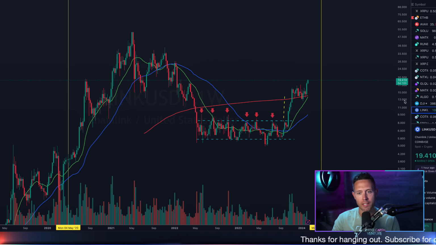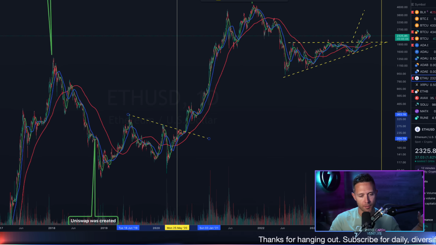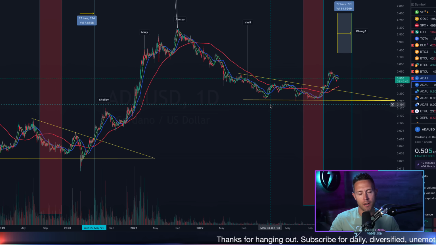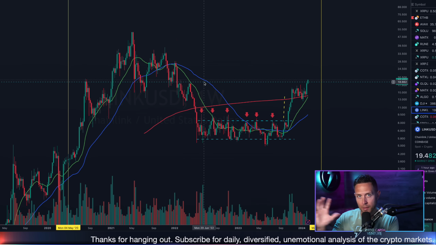So I want to break down the Link move that's happening, and I want to use Ethereum charts on the macro and ADA charts on the macro to give an example of what we might be able to anticipate because of this Link move. And that applies to all altcoins.